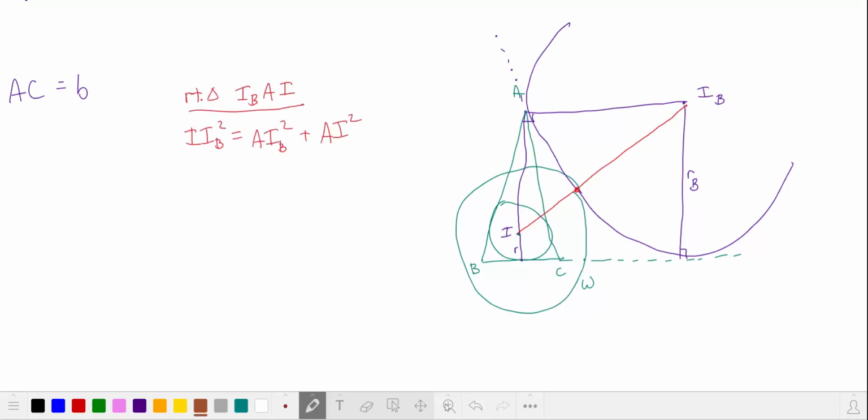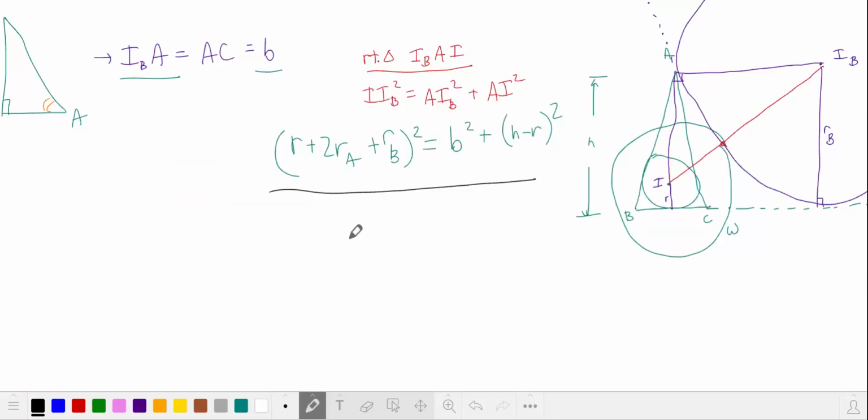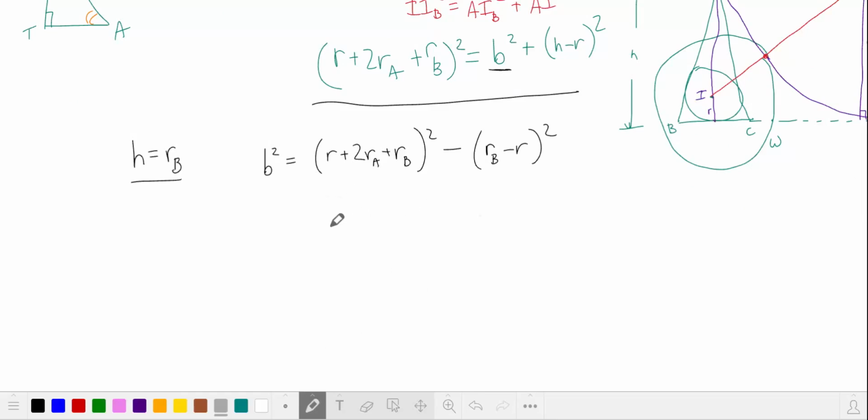That's our hypotenuse. We have from earlier that the distance from I to IB is this, so I'll substitute, squaring it on the left-hand side. The distance from A to IB is b, and the distance from A to I, that's going to be the height of our triangle minus this inradius. We're solving for the perimeter, so I want to keep the b and substitute as much as possible for these other variables. From earlier, we have that h is equal to rb, so let's do this substitution and solve for b squared. And instead of expanding these squares, I'm going to use the difference of squares factorization.